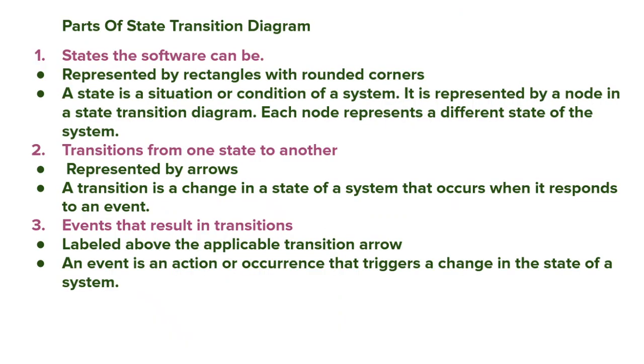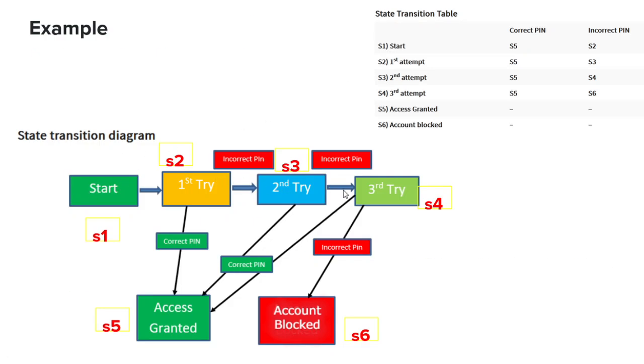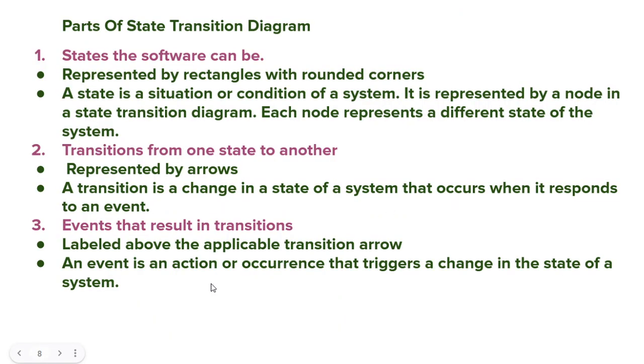States of the software can be represented by rectangles with rounded corners. If you see, all the rounded rectangles are basically different states of the software where it can be present. That is a specific state depending on the condition. A state is a situation or condition of a system. It is represented by a node basically.